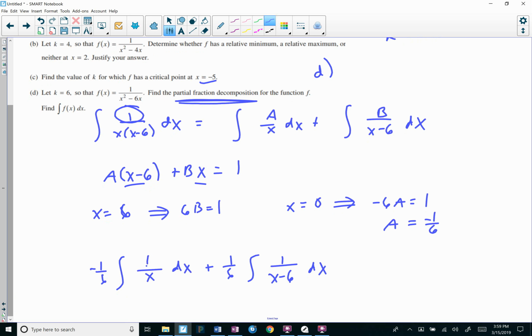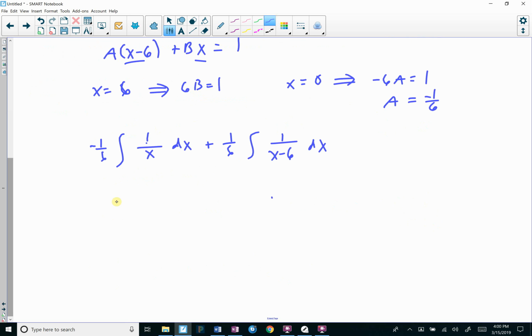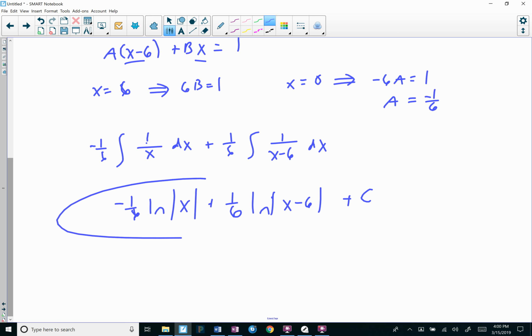Okay, so I end up getting negative 1/6 natural log of absolute value of x, don't forget that absolute value, plus 1/6 natural log of absolute value of x minus 6, plus C. Notice I am not cleaning it up. Remember the AP test, you do not need to simplify. And that was worth 4 points. So I think that's a pretty easy 4 pointer if you remember partial fraction decomposition.